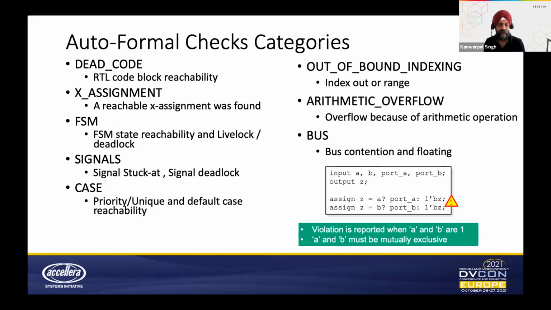There are a lot of autoformal checks available, where the properties can be automatically extracted from the RTL, and then formal engines can be used to formally prove and make sure that the design functionality is correct. There is dead code, X assignment reachability. For finite state machines, we have reachability and livelock deadlock checks, checks on signals, case statements, out of bound indexing, arithmetic overflow, and bus contention. So this is the list of all the checks which are available in the JasperGold Superlint app in terms of the autoformal checks.